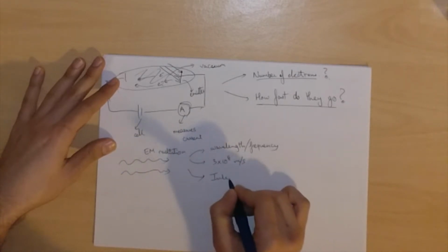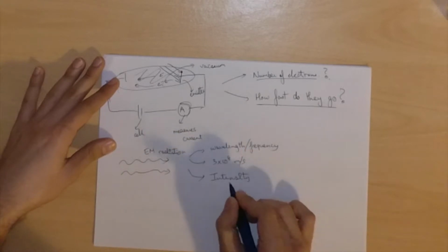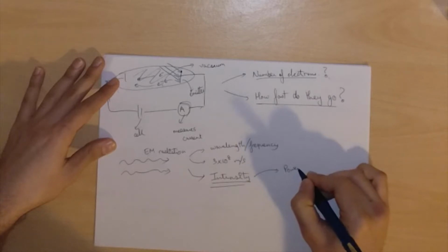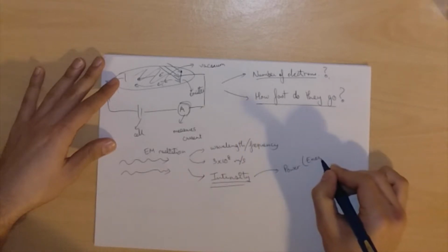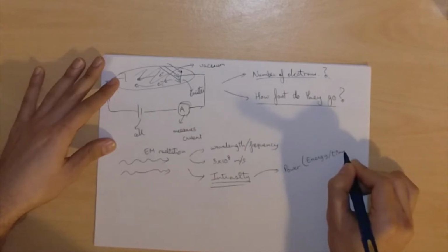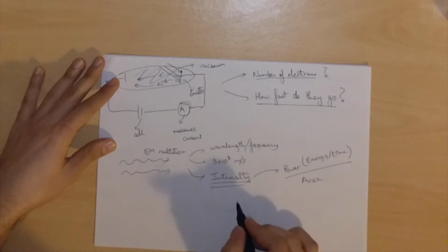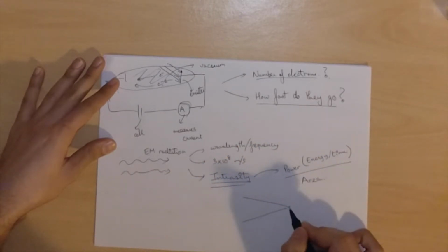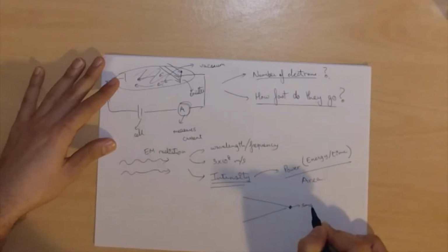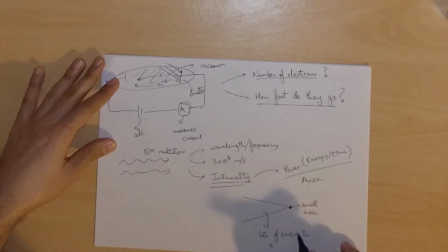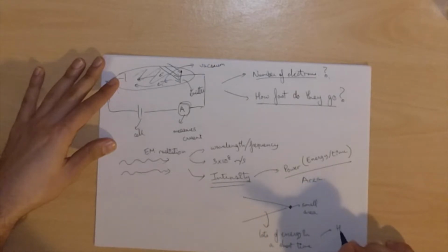And you can also control the intensity, which is basically the power, which is again energy per time, over an area. So if you have a lot of power focused in on a small area, lots of energy in a short time, then you have high intensity.